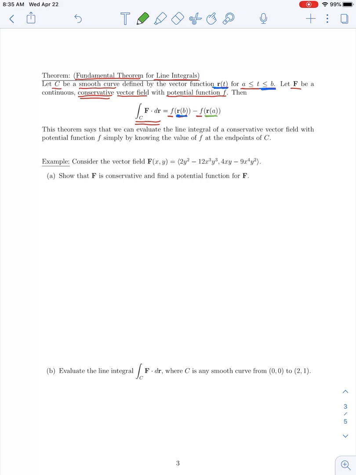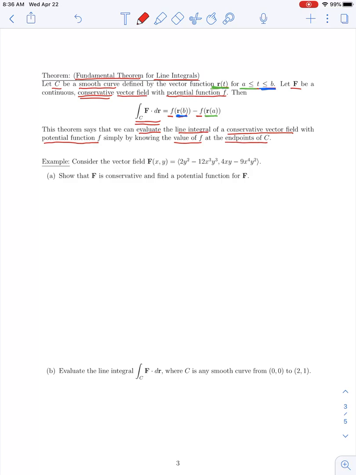We subtract from it the value of our potential function f at r of a. Now, r of a is the initial point of our curve. We take the curve defined by r of t and look at its initial point where t is equal to a. So in short, here's what this theorem says. It says that we can evaluate the line integral of a conservative vector field by finding its potential function f, as long as we know the value of the function at the endpoints of our curve.